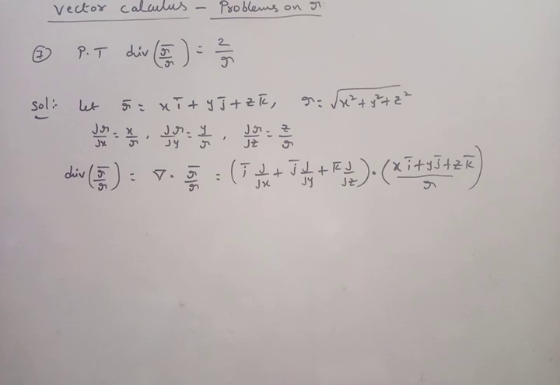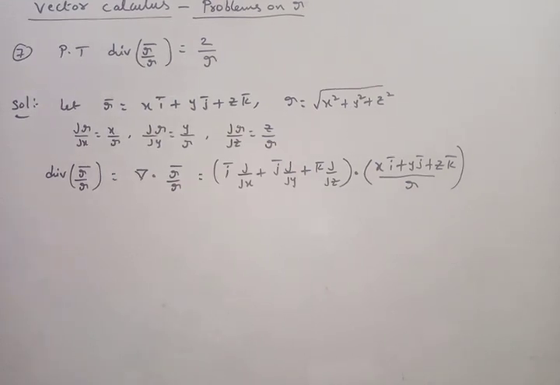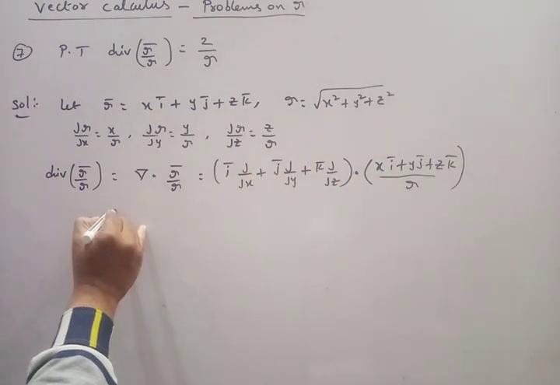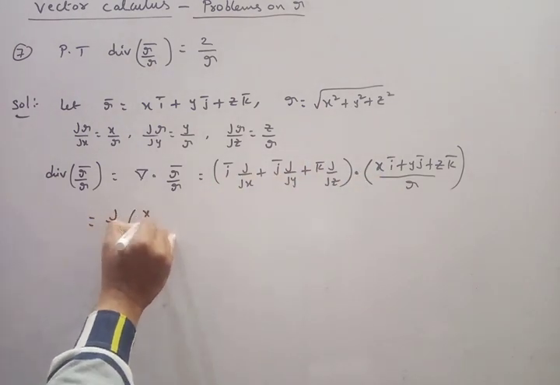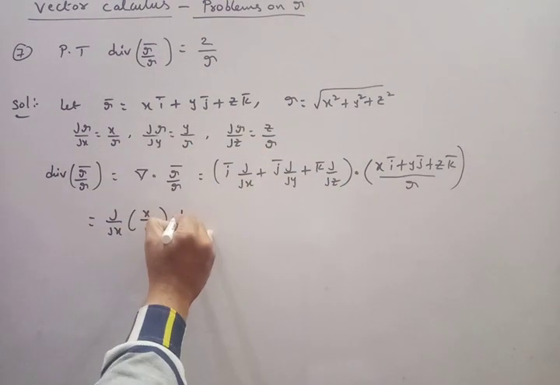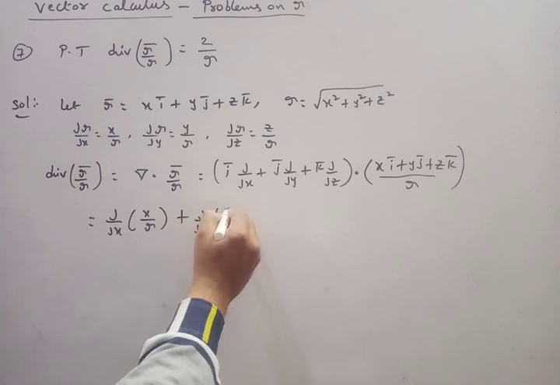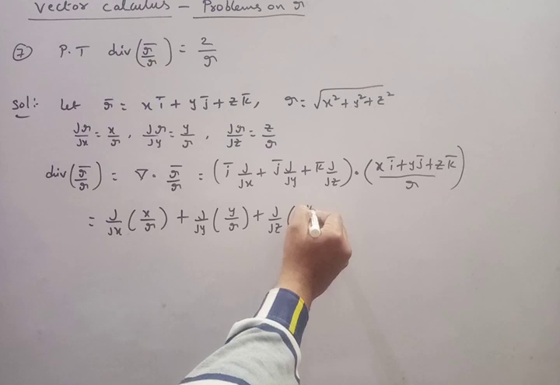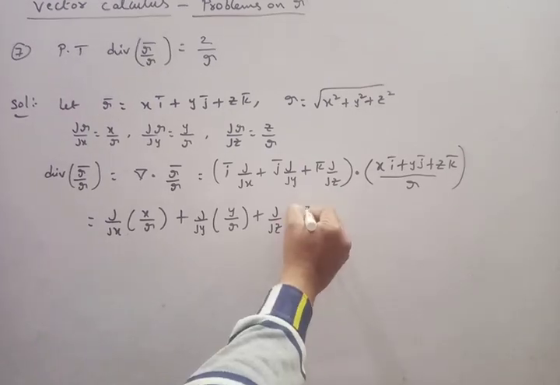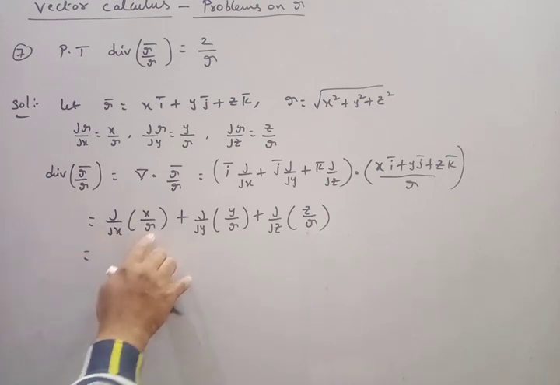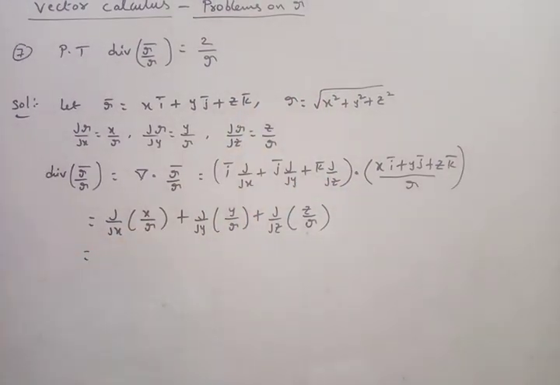Correct? So now this is equal to i bar dot i bar is 1. So what do I get here? dou by dou x of x by r will come. Similarly j bar dot j bar is 1, dou by dou y of y by r, dou by dou z of z by r, not k, so z by r. Clear? So now what do we have to do? We have to differentiate. r also contains x, y, z, so we have to use the u by v method.